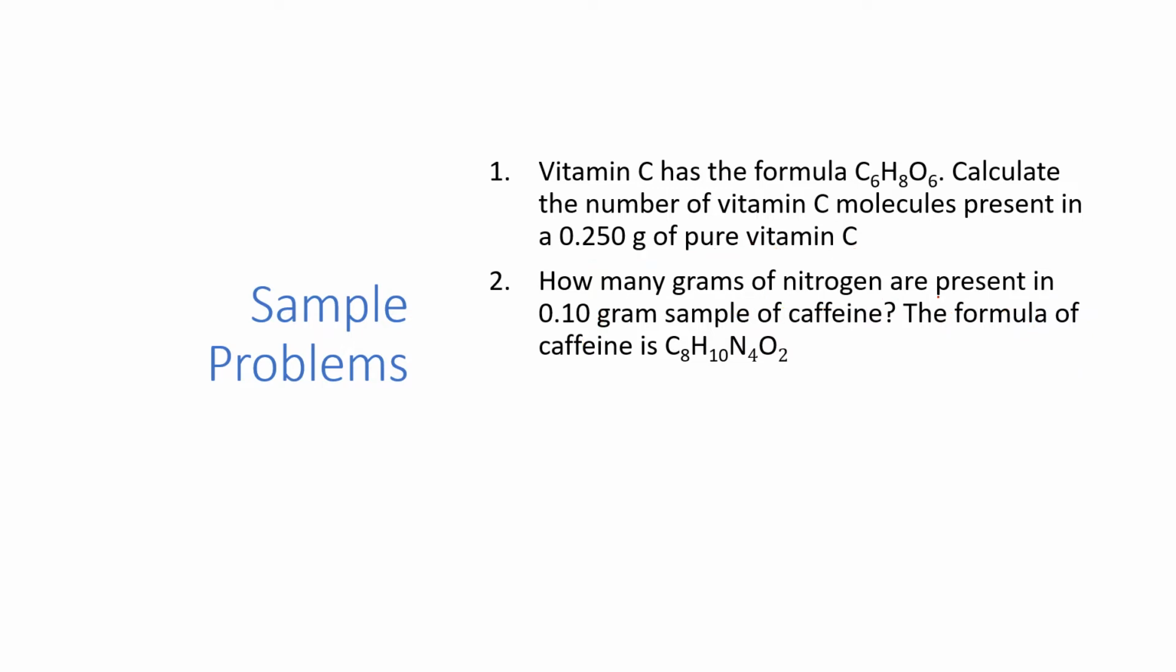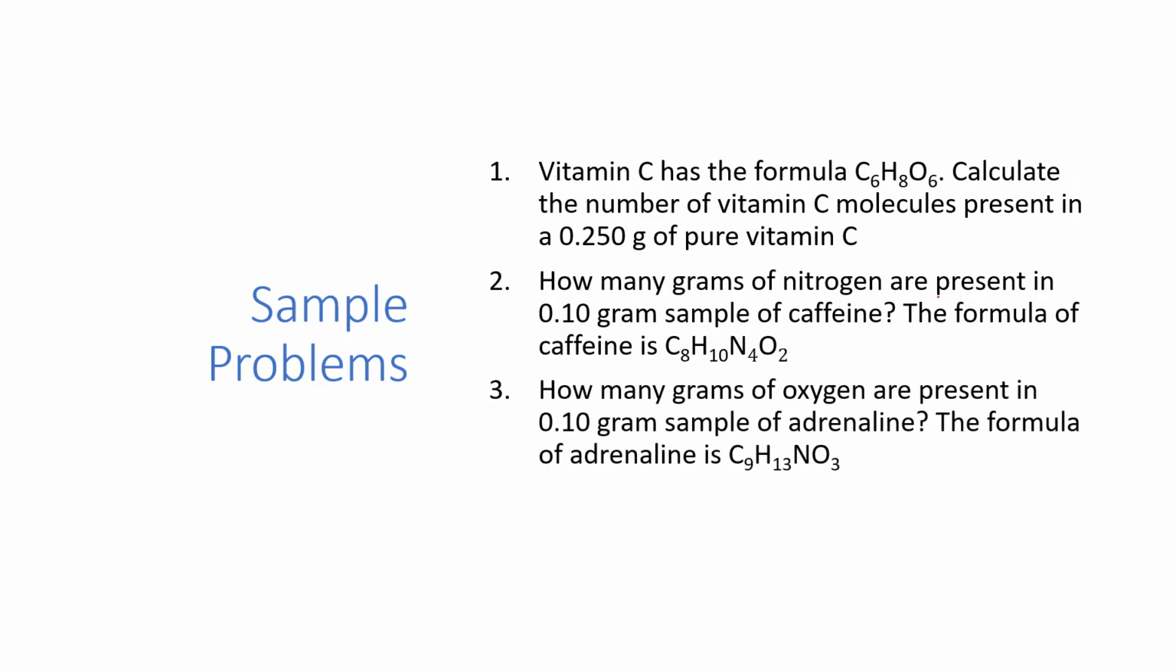Next is how many grams of nitrogen present in 0.10 gram of caffeine. The formula of caffeine is C8H10N4O2. And next, how many grams of oxygen are present in a 0.10 gram sample of adrenaline? And the formula for adrenaline is C9H13NO3.